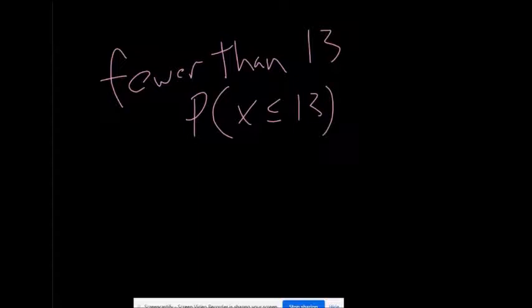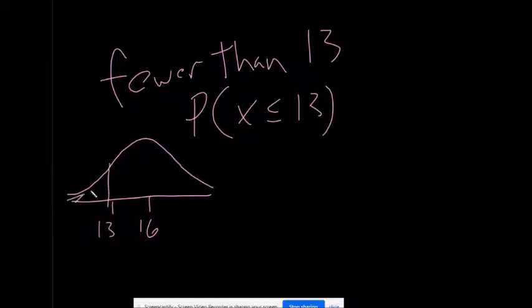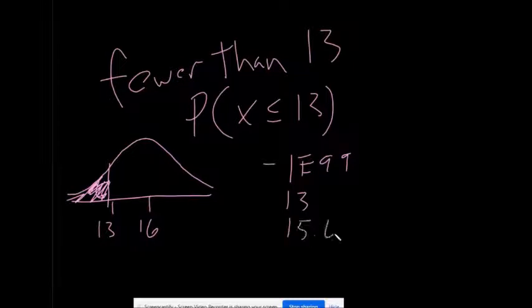Again, if we draw it out, now I'm going to use the standard curve. Here's 16, or 15.6 I should probably use. 13 would be here, and we want fewer than 13. So we're talking about that area down here. So our lower bound would be -1E99. Our upper bound would be 13. And then our mu would be the same. I'm going to use 15.6, and our standard deviation would be 2.5.